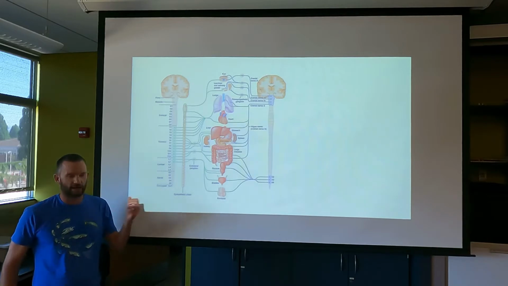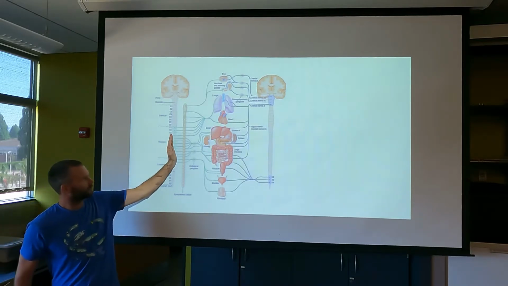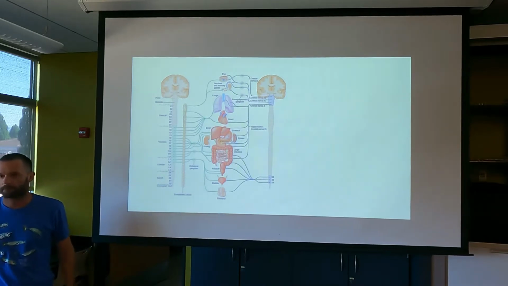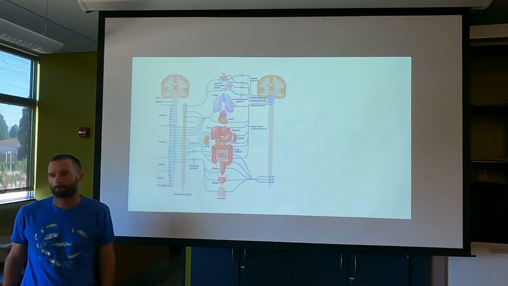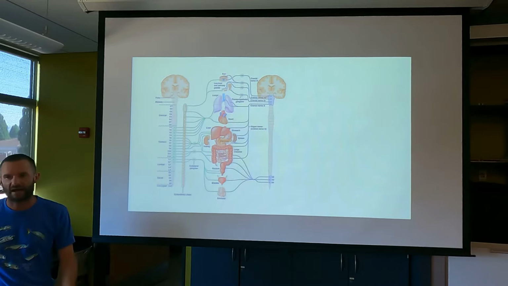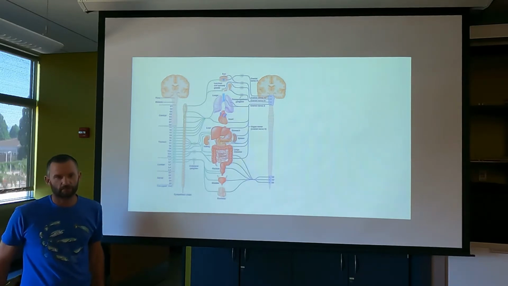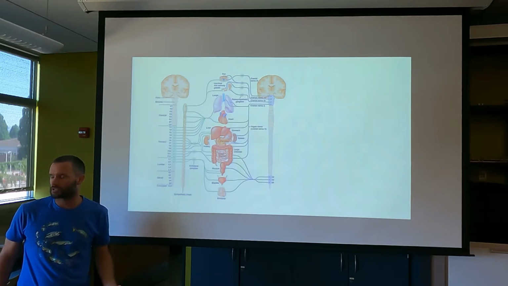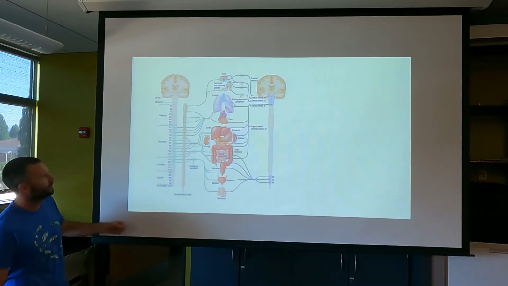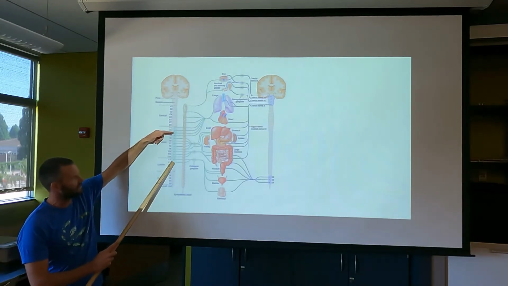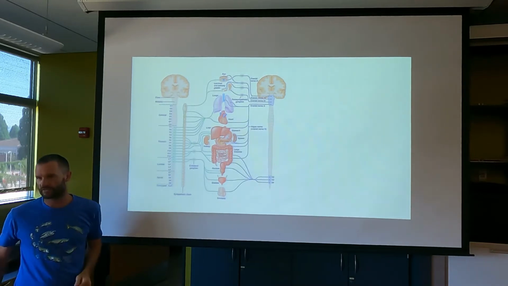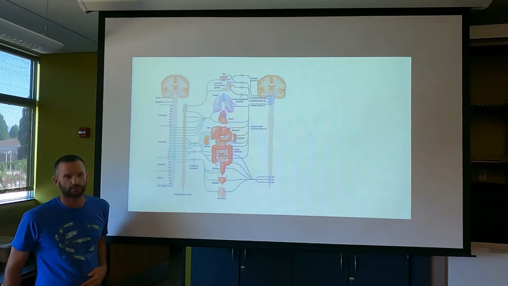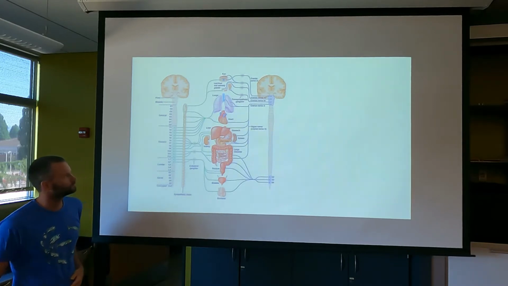What about this diagram lets you know that we're looking at the sympathetic nervous system right there? The thoracic and lumbar. It has to do with where the sympathetic motor neurons originate from. Motor neurons for the sympathetic nervous system originate in the thoracic and lumbar regions of the spinal cord. Okay, so that lets you know that it's part of the sympathetic division.